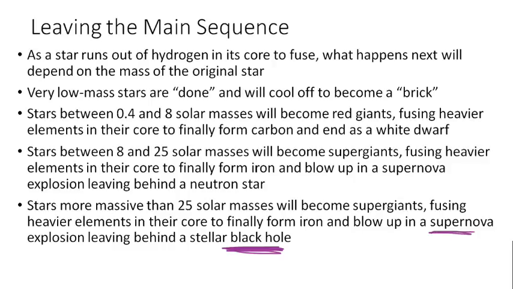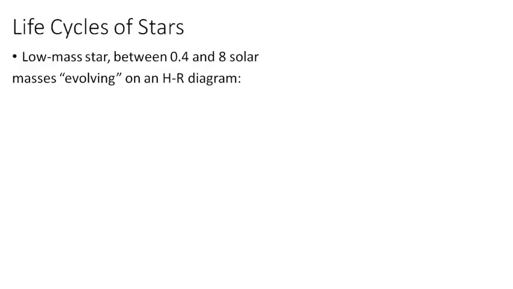That's actually two types of supernovas. These supernovas are the same, but if it's really massive, then we get a black hole. Not so massive, we get a neutron star.